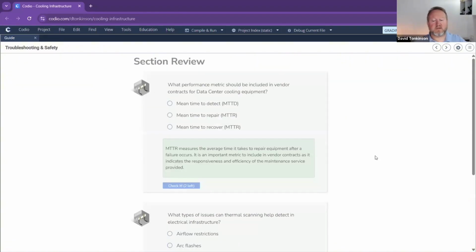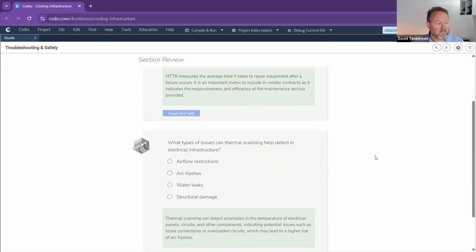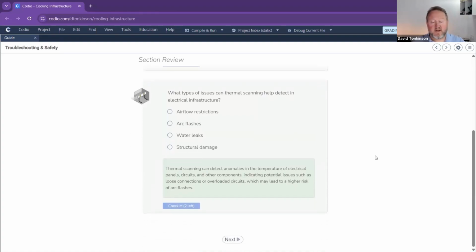So as a quick review of the section, we have performance metrics that include vendor contract dates for cooling equipment. We also know there are types of issues that thermal scanning can help detect. So not just using our little thermometers, we can use thermal scanning to select and detect any particular issues with our HVAC system.